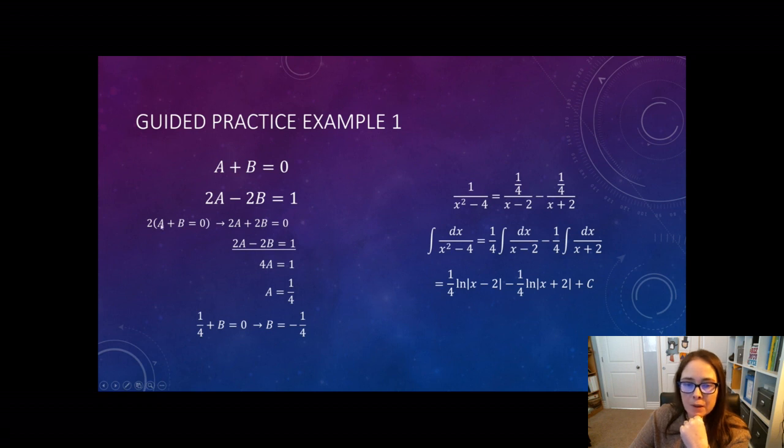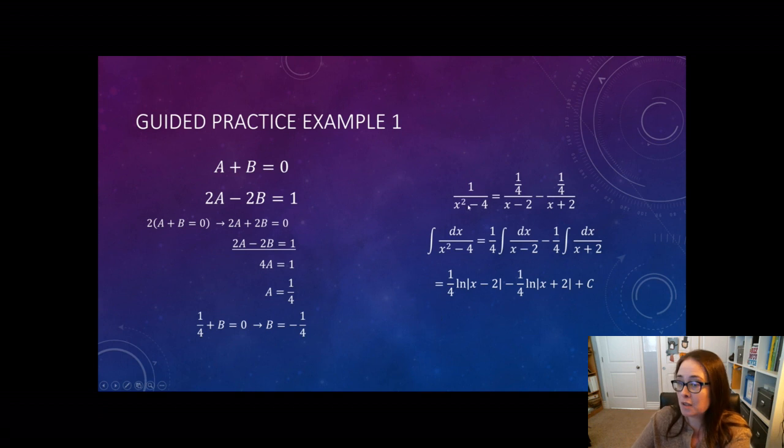So if I multiply by 2, I get 2a plus 2b equals 0. Adding that to the other equation, the b terms cancel out, and I get 4a equals 1, which solving for a gives me 1/4. Now I can take that a equals 1/4 and plug it back into either one of the original two equations. I chose the first one because it's simpler, and replace a with the 1/4 and solve for b. So I get b equals negative 1/4 over here.